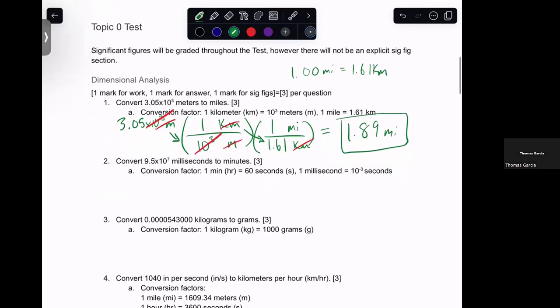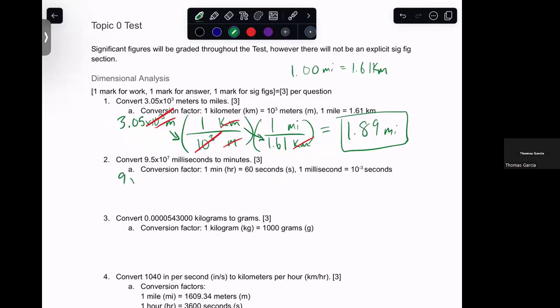All right, moving on. 9.5 times 10 to the 7th milliseconds. 9.5 times 10 to the 7th, that's 2 sig figs. Milliseconds to minutes. So I'm going to convert milliseconds into seconds. Then I'm going to convert seconds into minutes. That should say min, not hour. And then I'm going to drop my units like it's hot, millisecond and second. And there are my conversions. So I'm going to go ahead and look for the second to millisecond. Oh, there it is.